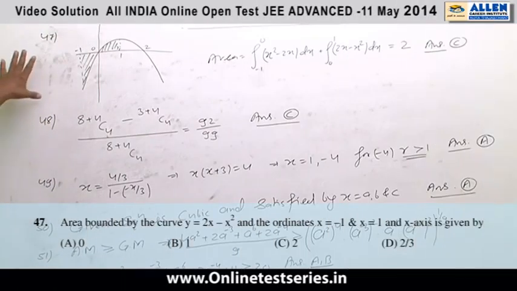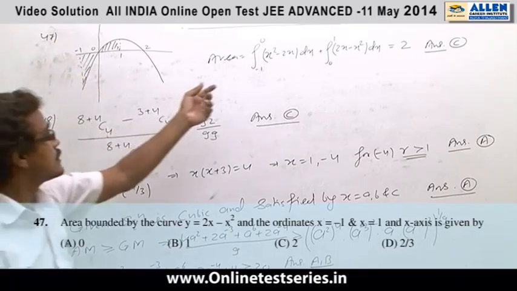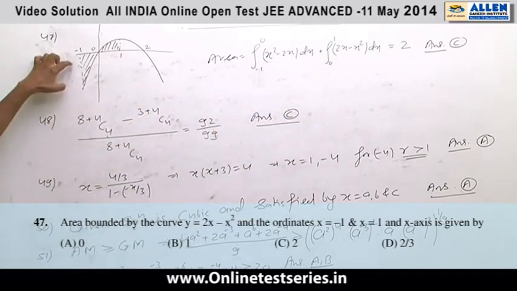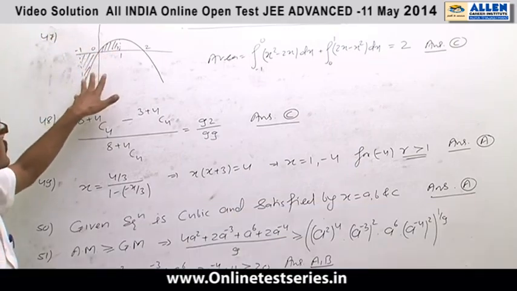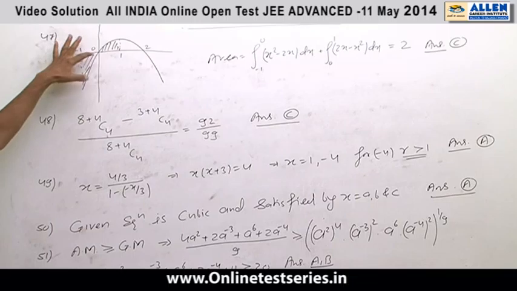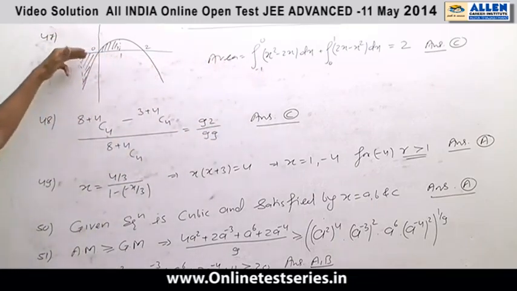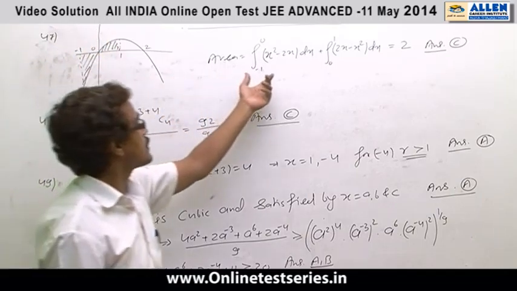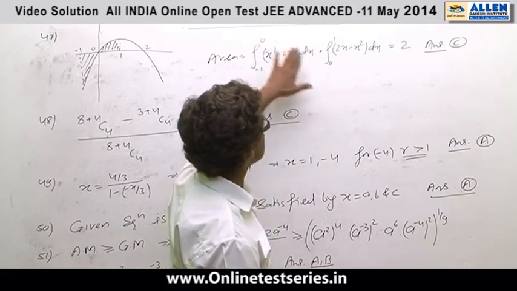Now the next question is question number 47, in which we have to find the area bounded by this quadratic 2x minus x square and x is equal to minus 1, x is equal to 1 at the x-axis. The graph of the quadratic will be this, and at x is equal to 0 the curve changes its sign. Before 0 it is negative, after 0 it is positive, so we have to break the area at the point 0, into minus 1 to 0 and 0 to 1.